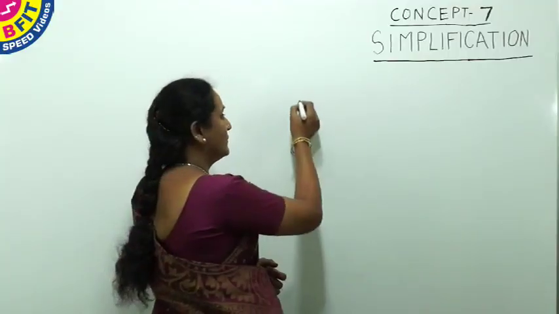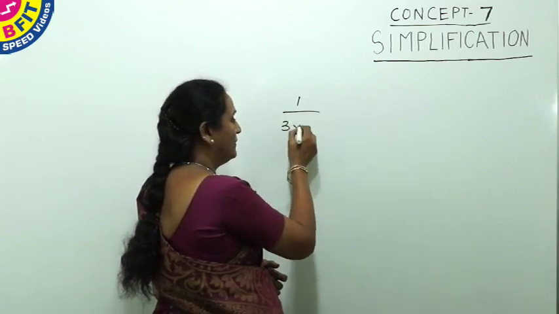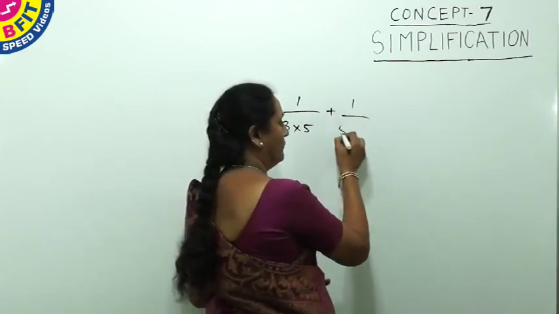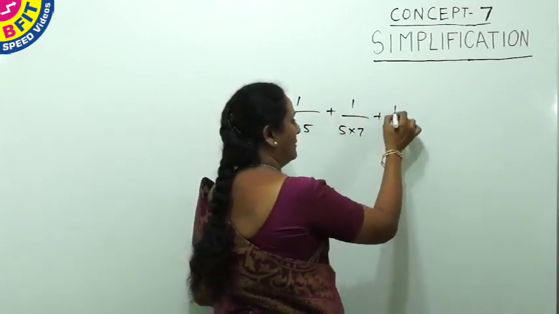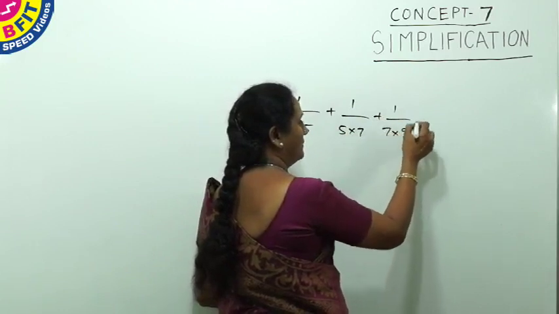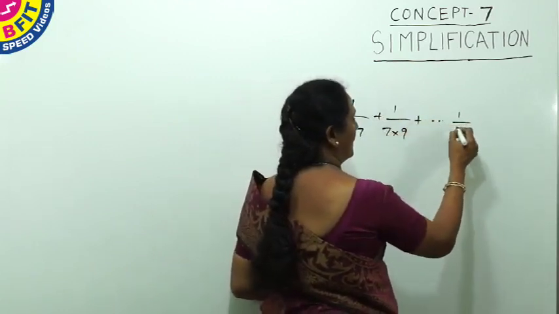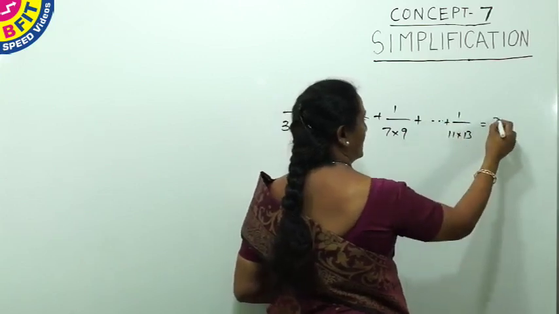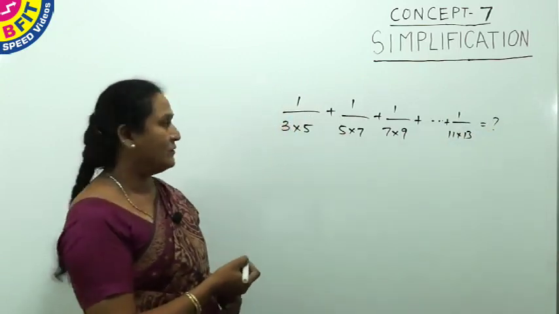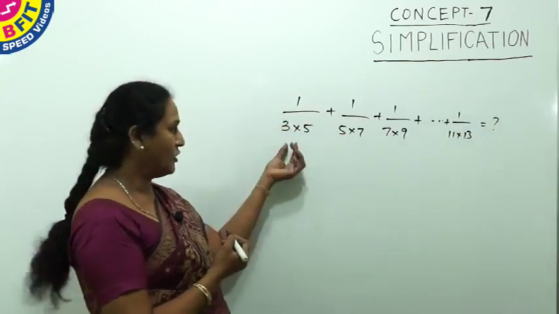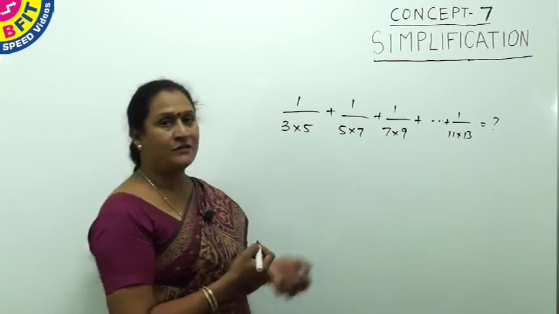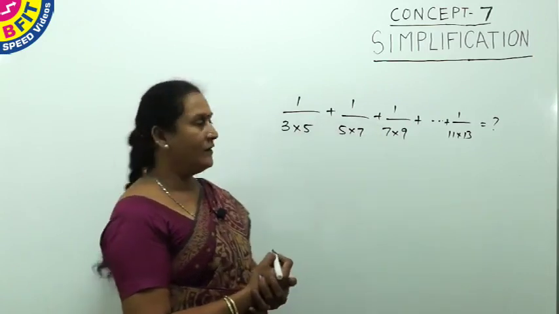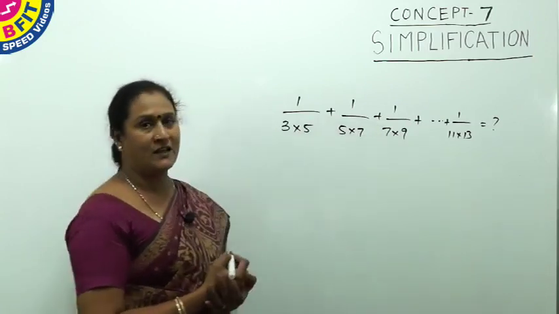So the question is 1 by 3 into 5 plus 1 by 5 into 7 plus 1 by 7 into 9, and so on, up to 1 by 11 into 13. So we are asked to find the value of this. When you check, the denominator is the product of two consecutive odd numbers. Now instead of multiplying and adding and working out, we can see how to rewrite this fraction and simplify the question.